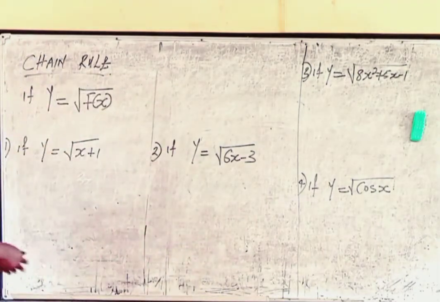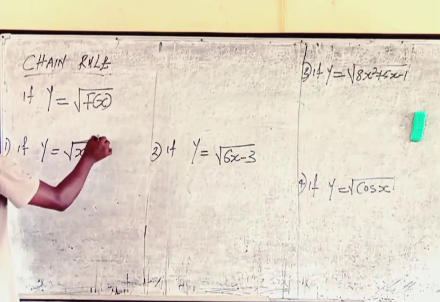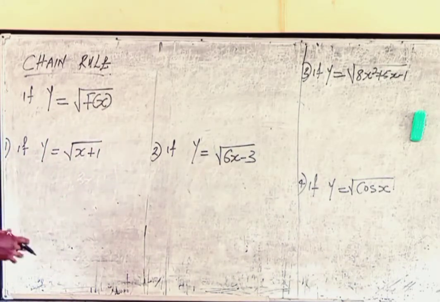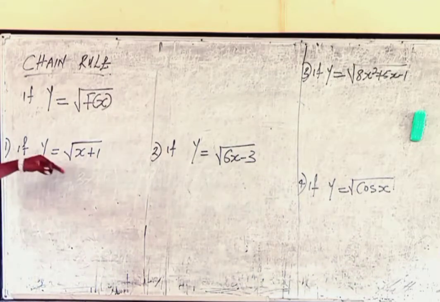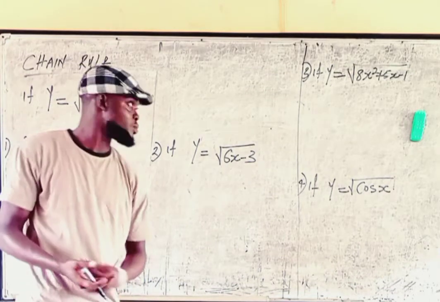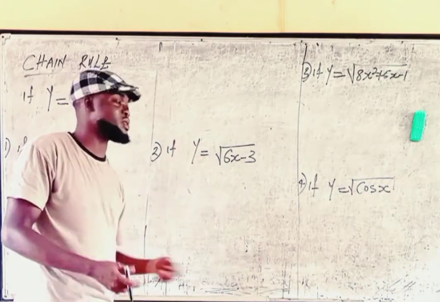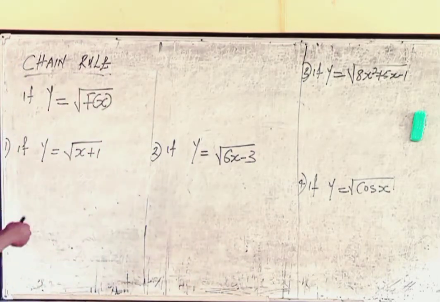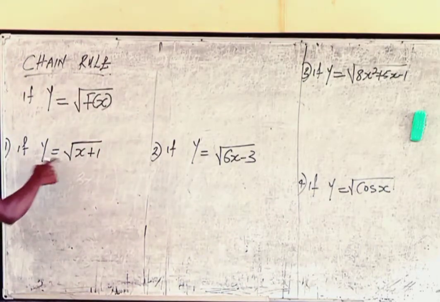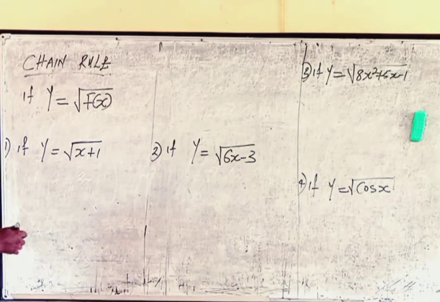So let's look at this. The first question we have here, I'm going to be doing it using two methods. Both of them are teaching you. This is just like the first one we did, but in another dimension. So if y is equal to the square root of x plus 1, what is dy over dx?